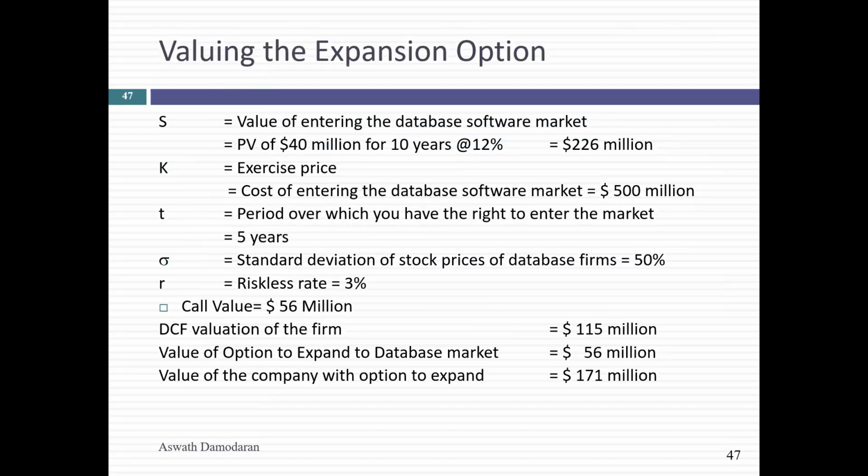So the S in the model is the present value of 40 million for 10 years at a 12% cost of capital. I come up with 226 million. The strike price, the cost of entering the market, is 500 million. You take the difference between those two numbers as a pure NPV, it's minus 274 million. Here's the magic and danger of optionality. I now say, look, only I can do it because I'm collecting the data. I have, in this case, 5 years to develop it and a standard deviation of 50%. The value of the call option I get with those absolutely horrendous inputs for S and K is $56 million.